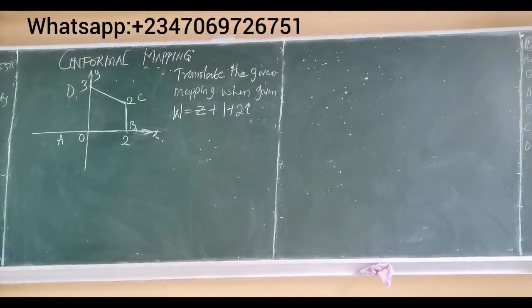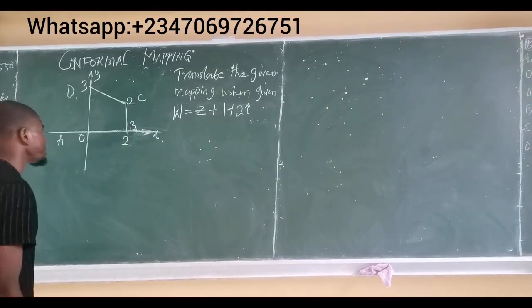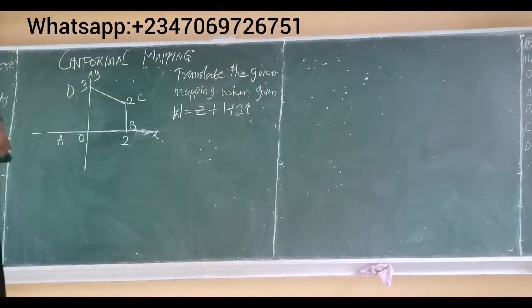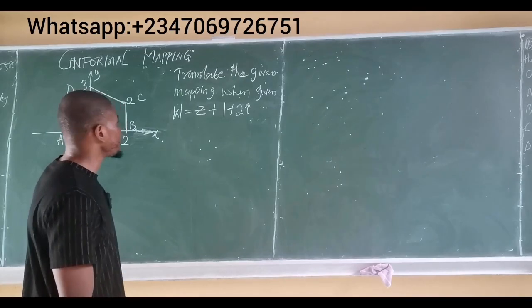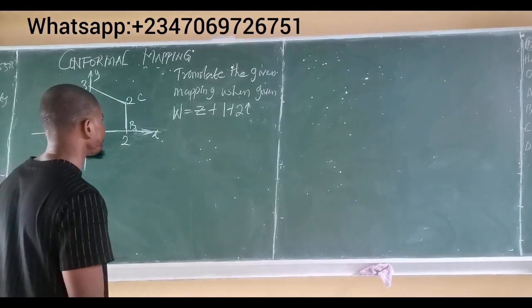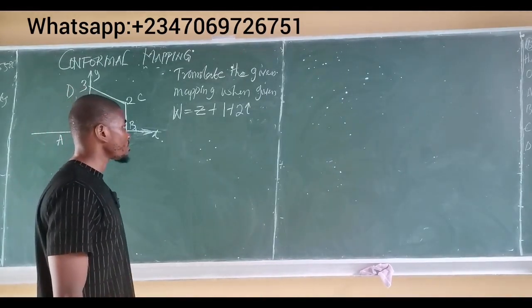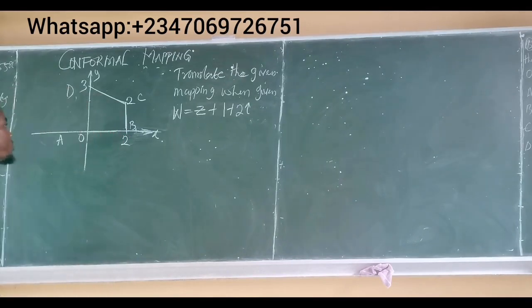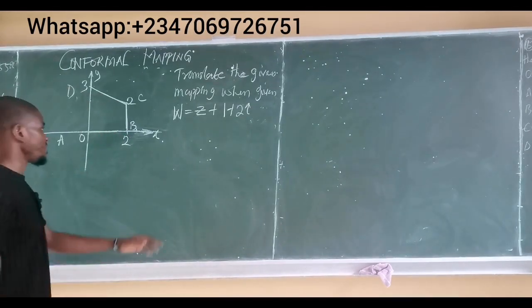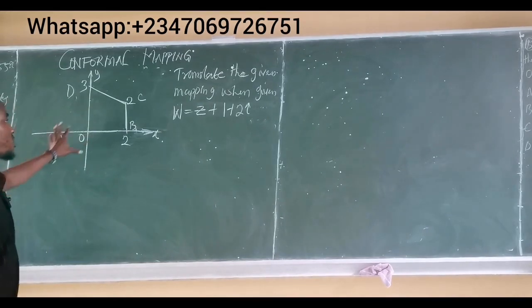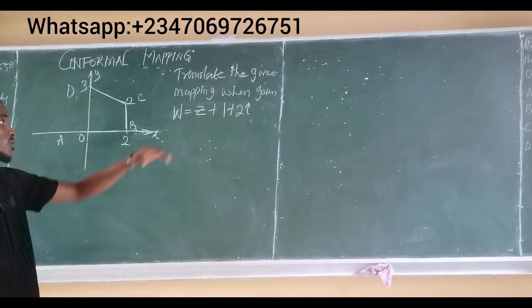Alright, so let's consider this other question as well to explain translational mapping. The question says translate the given mapping when given W is equal to Z plus 1 plus 2i. Alright, so we've already explained what Z is. So this is a map. We are to translate this given map given this condition.